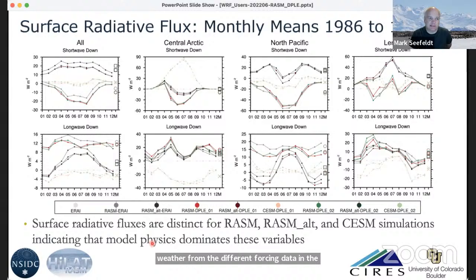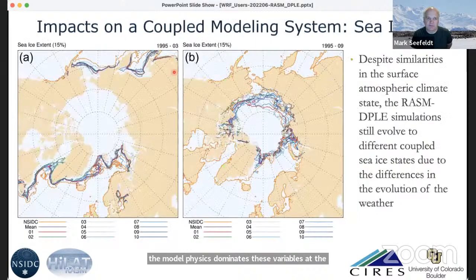So now we're looking at surface radiative flux averaged across, on the left, the RASM domain, and then 3 different regions. And here we can again see the clustering of the results based on the RASM model, standard configuration, the RASM alternate configuration, as well as the DPLE source data. So the surface radiative fluxes are distinct for RASM, RASM alt, and CESM simulations, indicating that the model physics dominates these variables at the lowest levels.